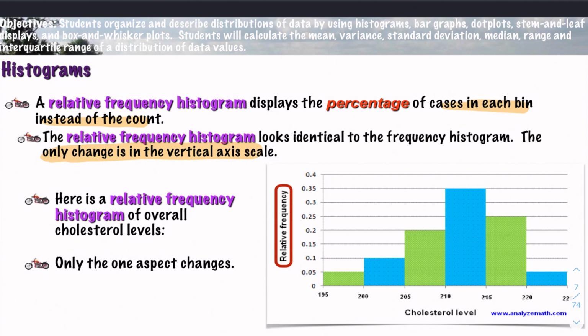So if we look to the right, again, we're looking at cholesterol level, and now we see relative frequency, and we're looking at the percentages. Here is a relative frequency histogram of overall cholesterol levels, and it's different than the HDL. Only the one aspect, the relative frequency or the percentages, changes, but otherwise they're indistinguishable.